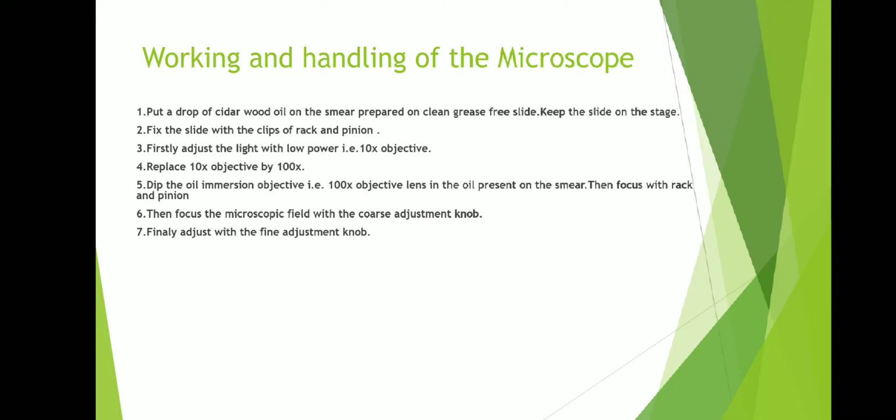Dip the oil immersion objective, that is the 100x objective lens, in the oil present on the smear. Then focus with the rack and pinion arrangement. Then focus the microscopic field with the coarse adjustment knob. And lastly, finally adjust with the fine adjustment knob to observe the field having the bacteria.